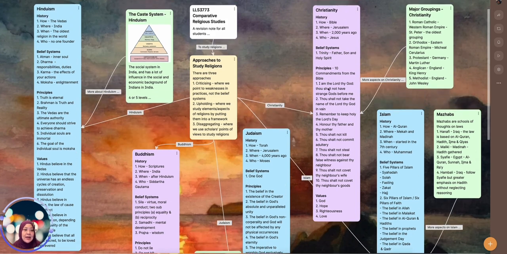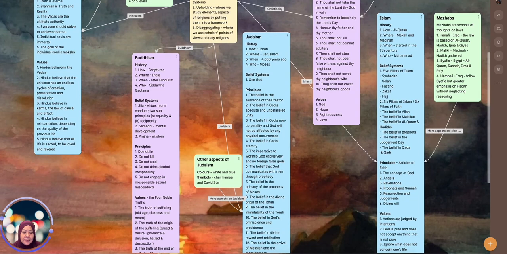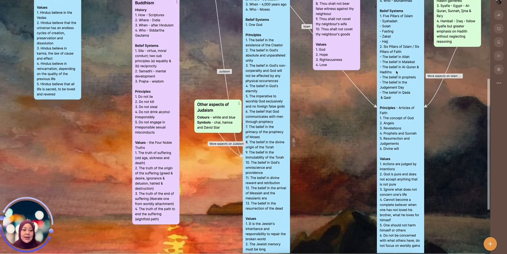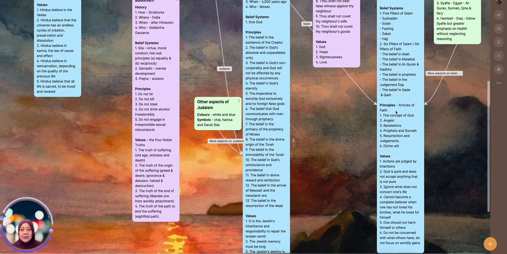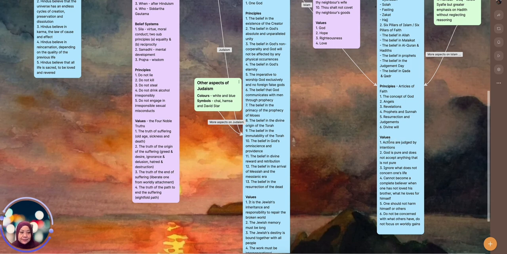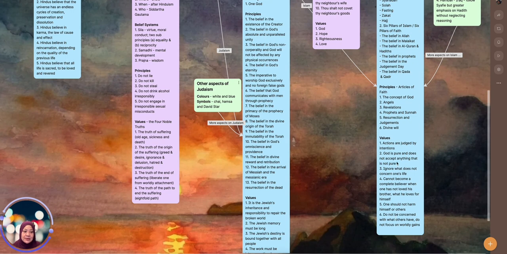And last but not least, for Islam, the belief systems, the two sets, 5 pillars of Islam and 6 pillars of Islam or 6 pillars of faith, must be explained in order. The same thing goes for the principles, the articles of faith. They must also be explained in order. For the values, once again, they are explained according to importance. So if possible, try to explain according to this arrangement.